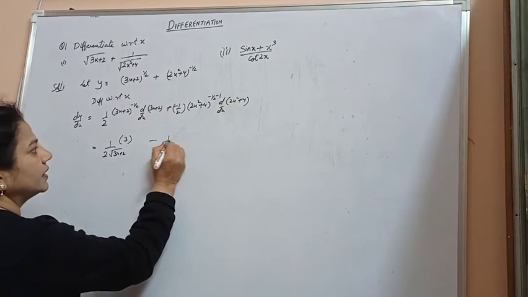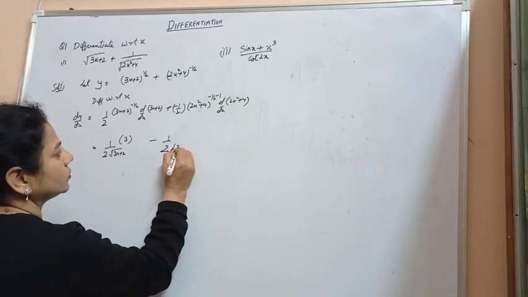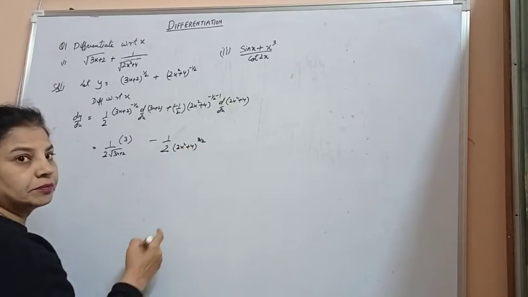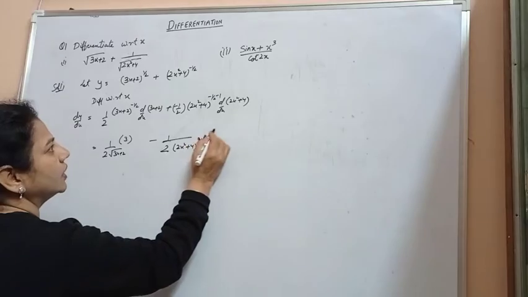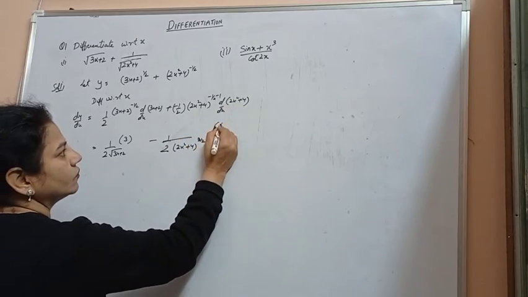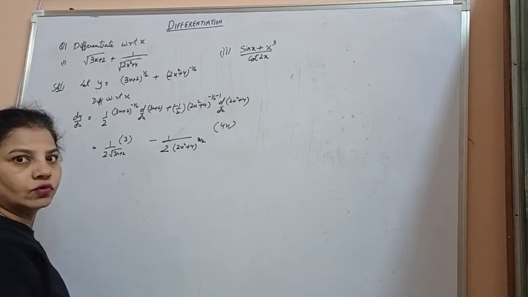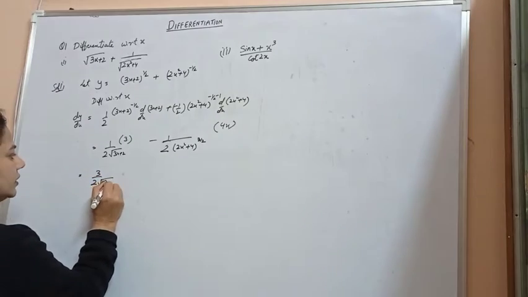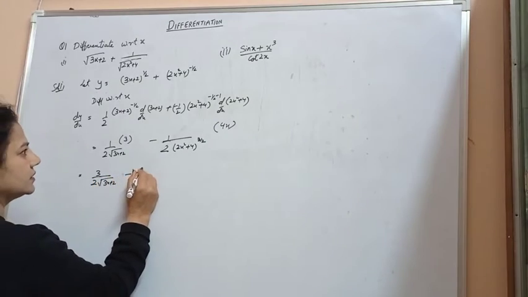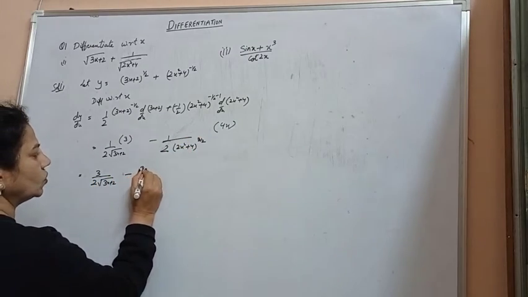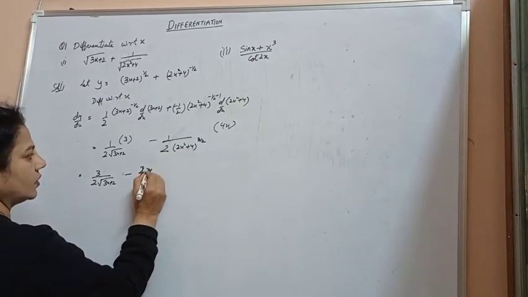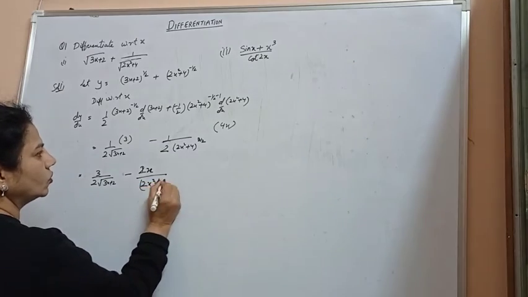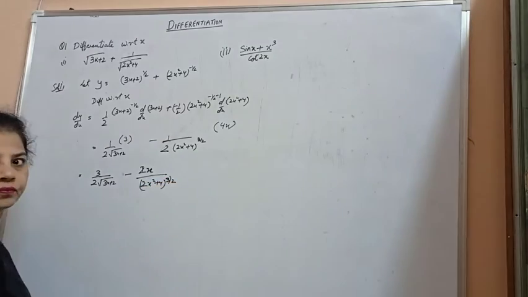So I have minus half (2x square plus 4) whole to the power 3 by 2. To make the exponent positive, I took it in the denominator, and the derivative of 2x square plus 4 is 4x, as the derivative of 4 is 0. So I get the result as 3 by 2 under root of 3x plus 2 minus 4, this gives me 2x, because this 2 and 4 cancel out. I have 2x in the numerator divided by (2x square plus 4) whole to the power 3 by 2.